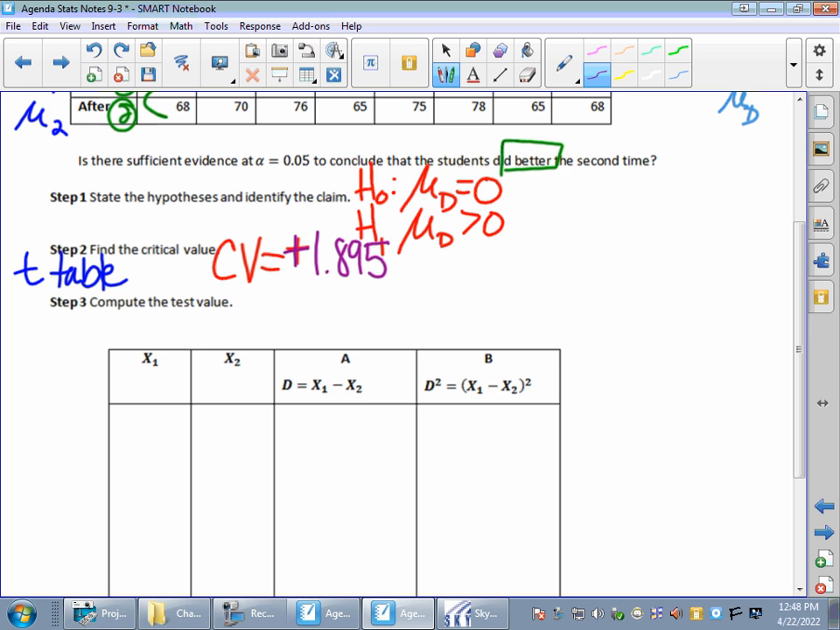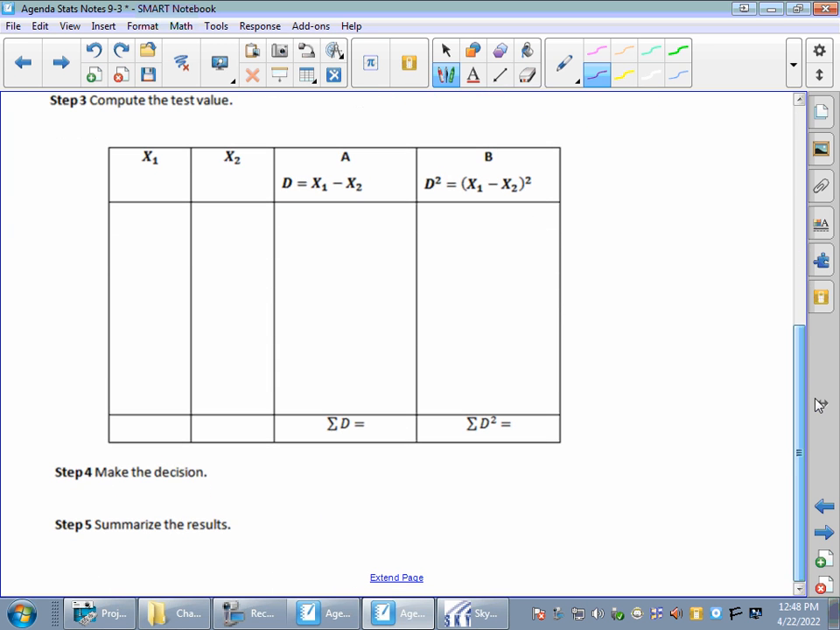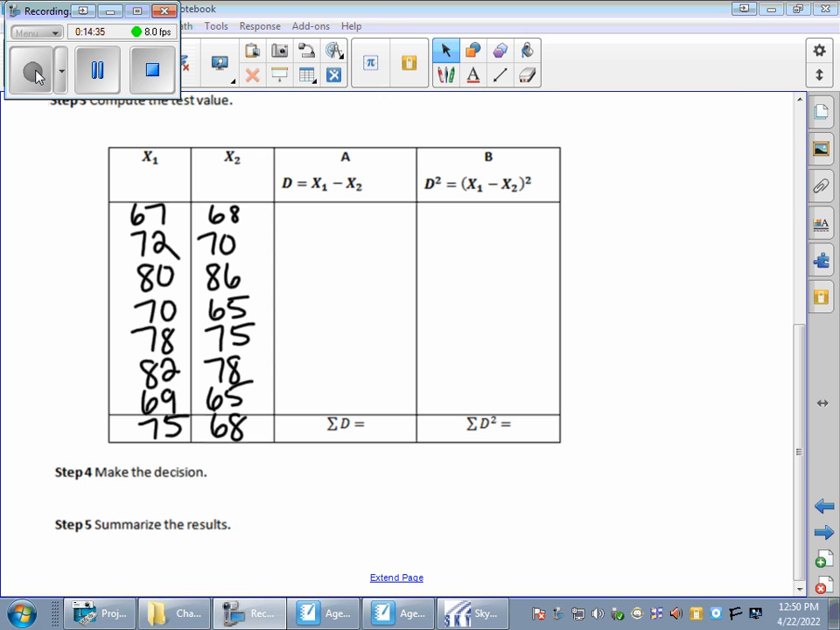Compute the test value. The first thing we need to do is make the table. I'm going to hit pause for a second and put my data up here just so I don't waste all your time. But I'm going to set up this paired data. So our first set of data is 67 and 68 for student 1. If I pair up all my data, this is student 1, student 2, student 3, before and after times. So I've got my table set up.